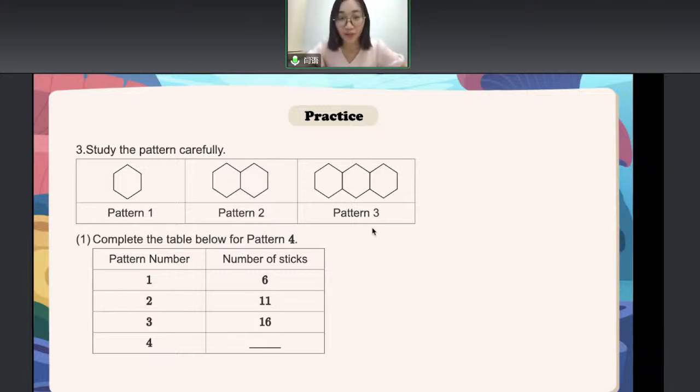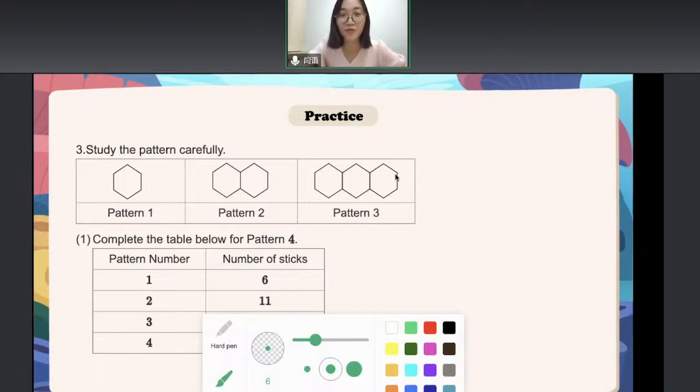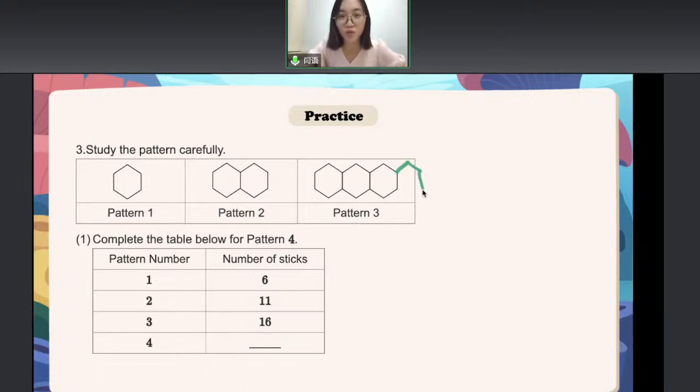Study the pattern carefully. Pattern 1, pattern 2, pattern 3. First part, try to complete the table below for pattern 4. I think it's not that hard for you, right? Because the question already has listed the first 3 patterns. In pattern 1, there are 6 sticks. In pattern 2, there are 11 sticks. In pattern 3, there are 16. What about pattern 4? Maybe we just add 5 more, so you will get 21.